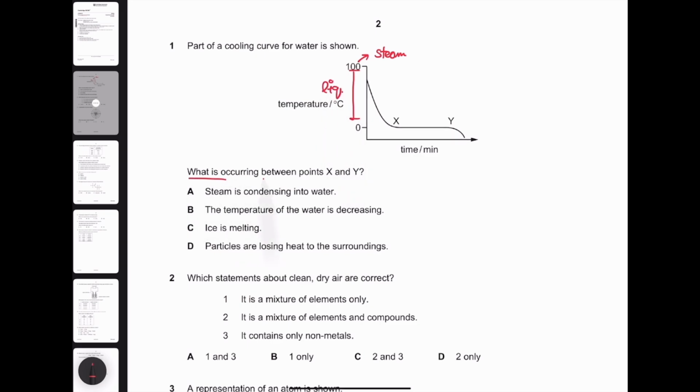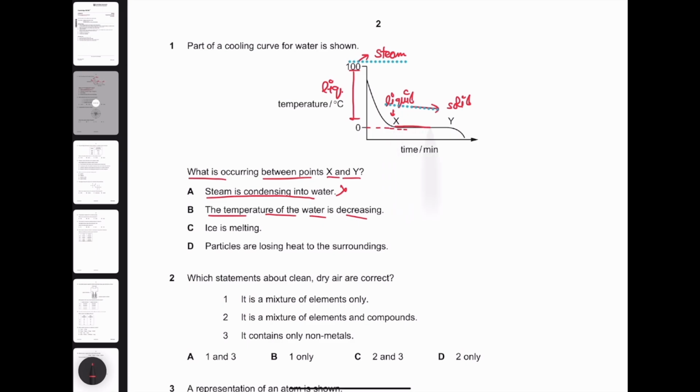What is occurring between X and Y? See, between X and Y, it must be a liquid here and it must be a solid here. It is freezing. All right. So steam is condensing into water. Is steam present at 0 degrees Celsius? No. The temperature of the water is decreasing.